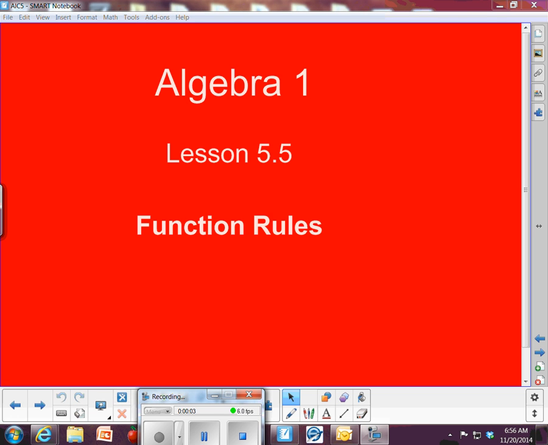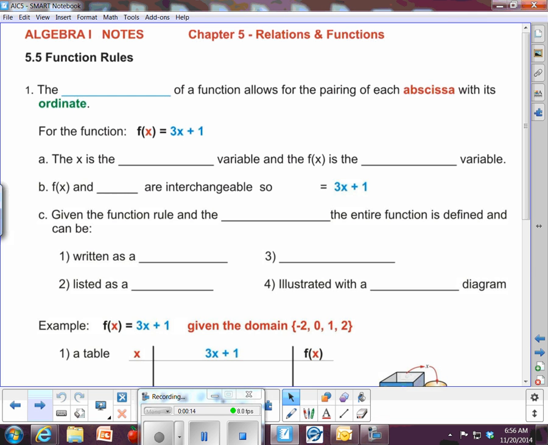All right, this is Algebra 1, Lesson 5.5, Function Rules. So Algebra 1, make sure you're at the right lesson, 5.5. We're going to take a look at function rules today. All right, so let me get my shade up here and we'll get rolling.